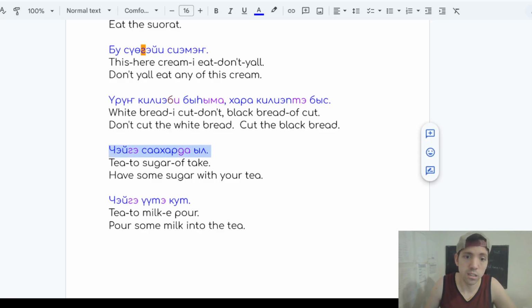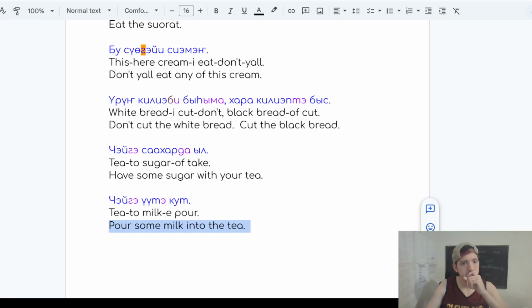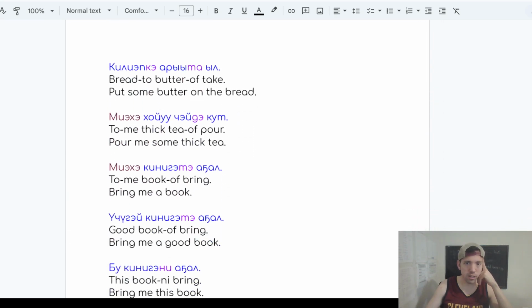Chege sa harda o. Tea to sugar of take. So that's like have some sugar with your tea, put some sugar in your tea. Chege ute kut. Pour some milk into the tea. Chege ute kut. I'm getting lost in the analysis. Kiliapke arata o. Put some butter on the bread.